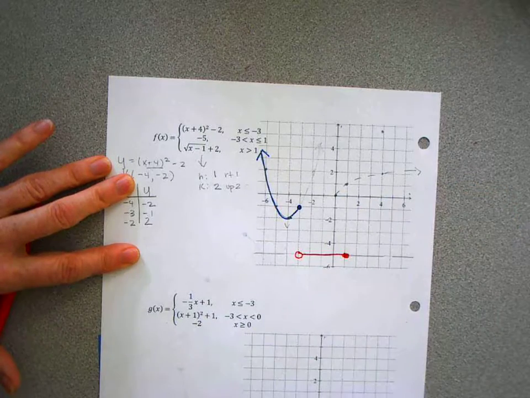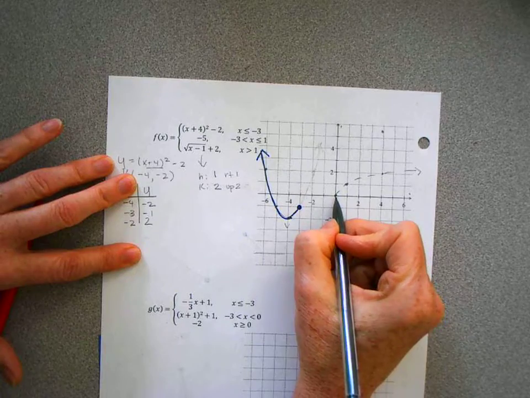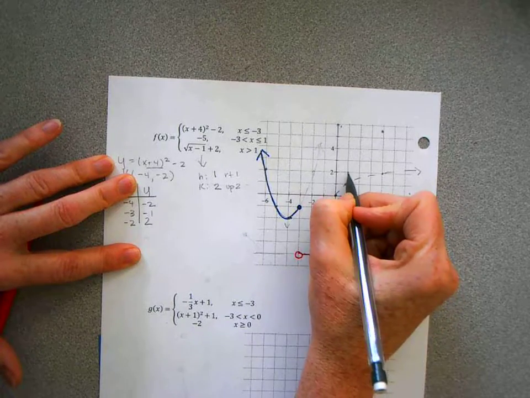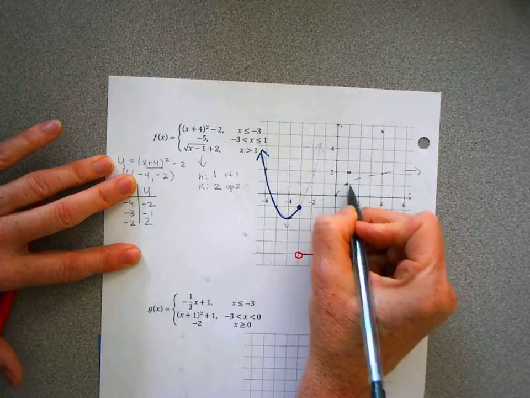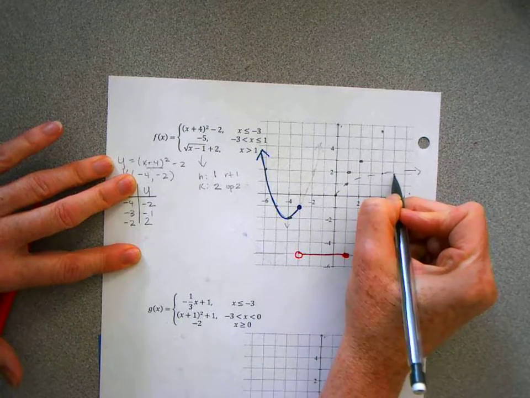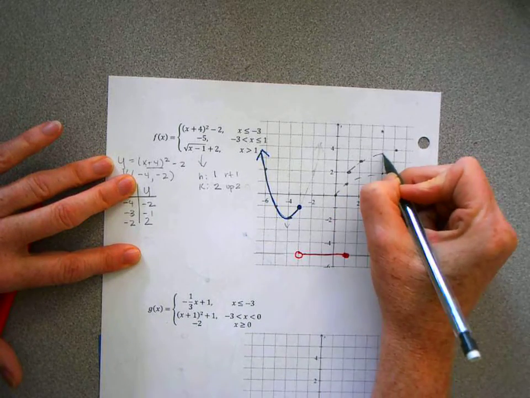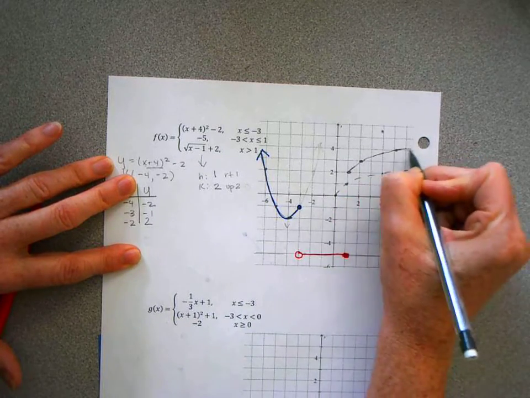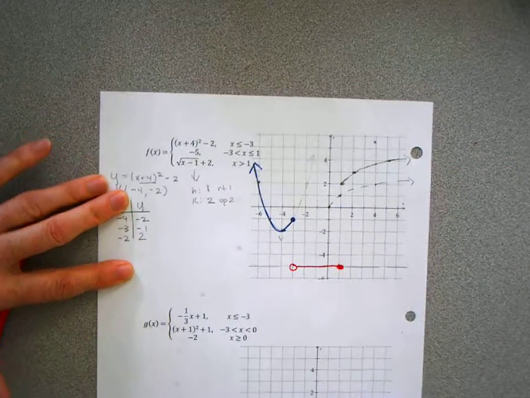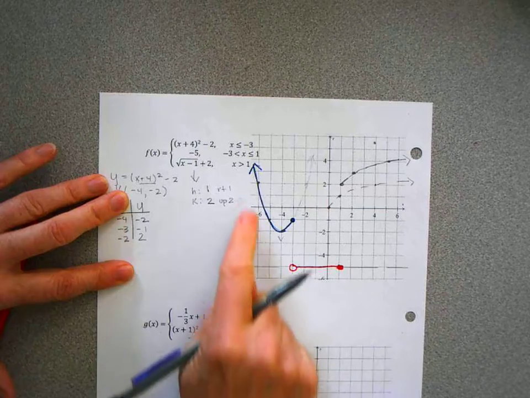There's my parent. Now I'm going to shift it. I'm going to take each point and shift it right 1, up 2. Take this point, right 1, up 2. Take your fourth point, right 1, up 2. I have now, again, shifted my graph. You can draw this in if you like, in pencil. Okay, I don't need all of it. What do I need? Look at the domain.